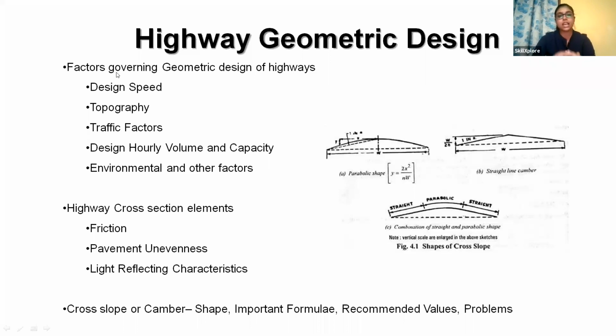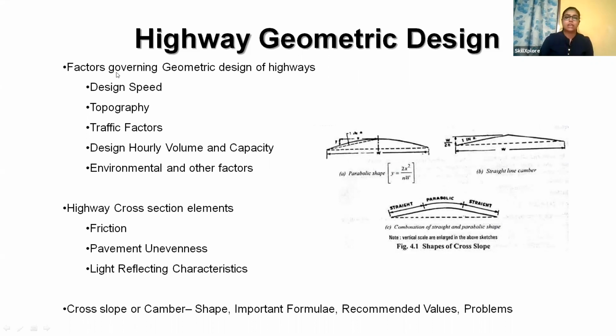And the second thing is highway cross-section elements. First thing is friction. We always expect our pavement to be as smooth as possible, right? But should the pavement be extremely smooth? What happens if the pavement is extremely smooth? That we have to study. And if extremely smooth, of course, the vehicles will skid and accidents will occur, right? And if the friction is more than desired, what happens? Again, accidents may occur. So what is the desirable friction level, and why are we choosing that as a desirable friction level? That is something we have to ponder on.